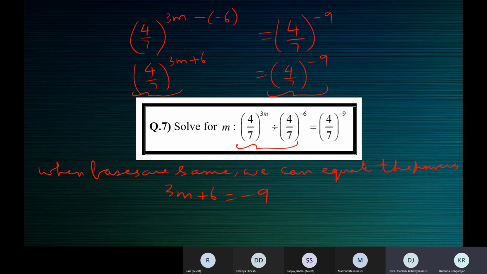So 3m plus 6 is equal to minus 9. Solve this. 3m is equal to minus 9 minus 6. 3m is equal to minus 15. M is equal to minus 15 by 3, which is minus 5. So the value of m is minus 5.